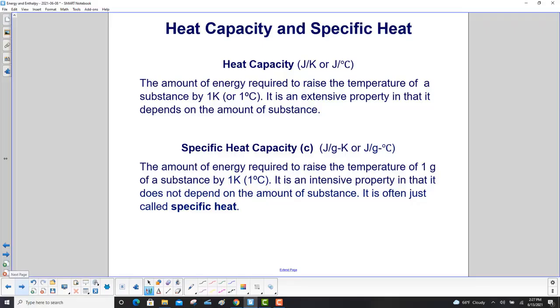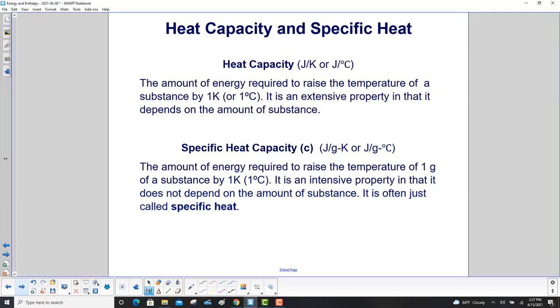A couple of definitions. The amount of energy required to raise the temperature of a substance by 1 Kelvin or 1 degree Celsius, because they're the same size units, is heat capacity. It is an extensive property in that it depends on the amount of the substance.